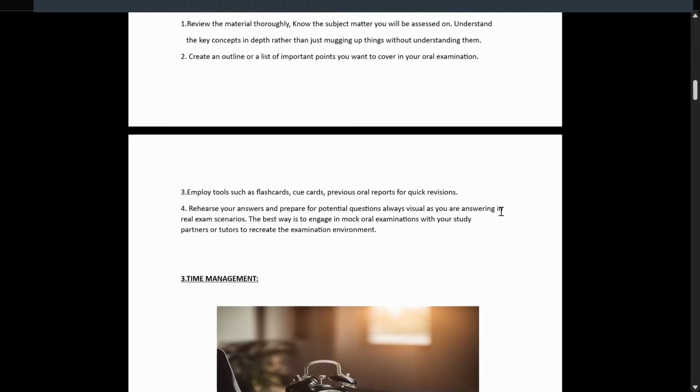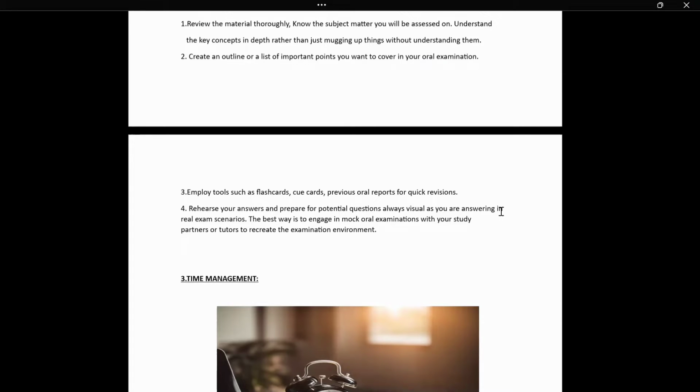What is the first step? Review your material thoroughly. You might have got video modules, you might have got some notes from your academies, from your colleges. Go through that, know the subject matter you will be assessed on, and understand the key concepts in depth rather than just mugging up things without understanding them. Because you will not be able to retain them anyway by the end of 30 days. Or if you don't get the gist of the topic, what is the point of gaining that knowledge?